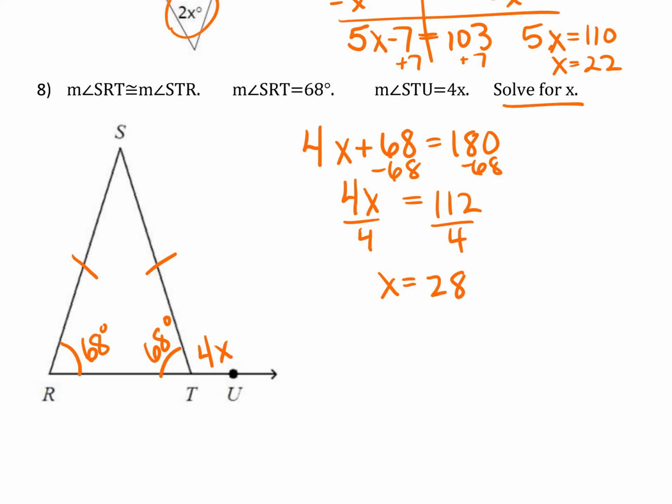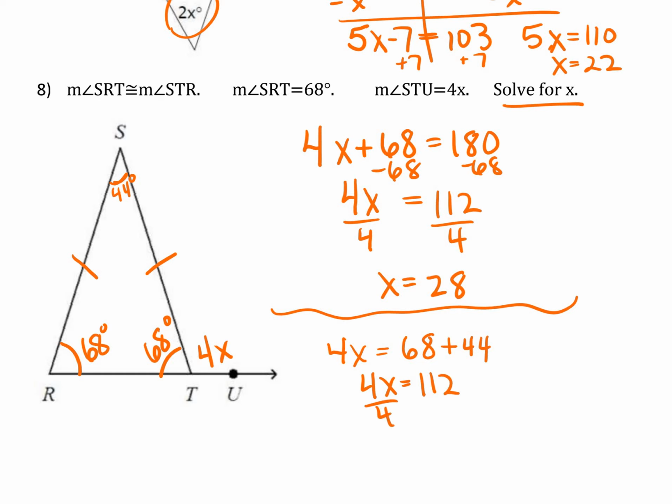And again, we are just solving for x. The other way you could have done it is go ahead and solve for this angle S and then had 4x equal the sum of the other. Treat it like it's a remote exterior angle. So that would have been 4x equals 68 plus 44. If you've calculated that, that would be 44 degrees. So either one would work. It's just a matter of which you notice and which one you do. So x equals 28.